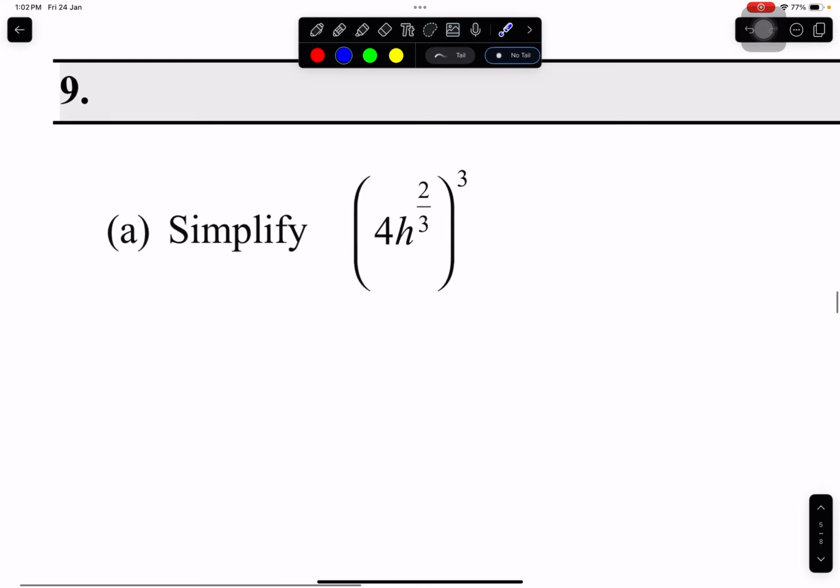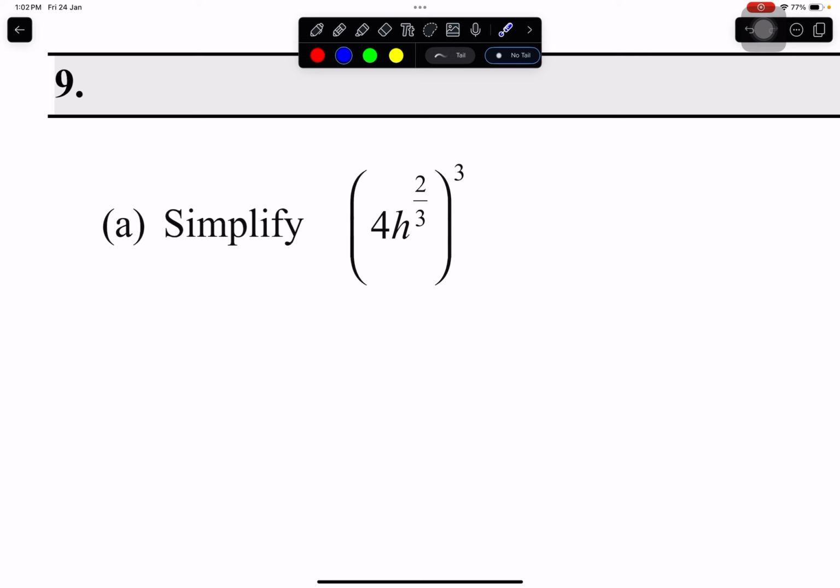Simplify that. Okay, so now you have to be very, very careful that this 2 over 3 is only responsible for the h only, okay? This 2 over 3 does not apply to the 4. This is a quick reminder for you, okay? What applies to the 4 is this outside number. You need to apply it to the 4, you need to apply it to the inside.